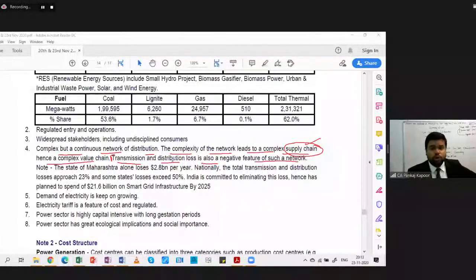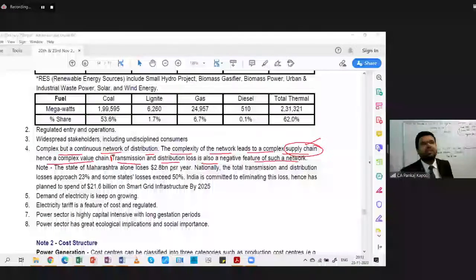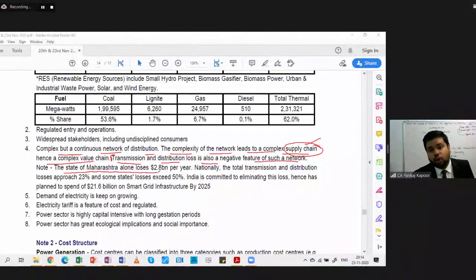So I believe that you are able to understand that it's a normal practice that transmission and distribution loss occurs, although there may be reasons such as inefficiency in the line distribution system, inefficiency in the cables and lines which we are using to transmit, some transmitter failure, and also human intervention. There is a study conducted in the year 2019, and the study suggested that the state of Maharashtra alone loses $2.8 billion of electricity each year. Nationally, the total transmission and distribution loss approaches 23%. Some states' losses even exceed 50%.